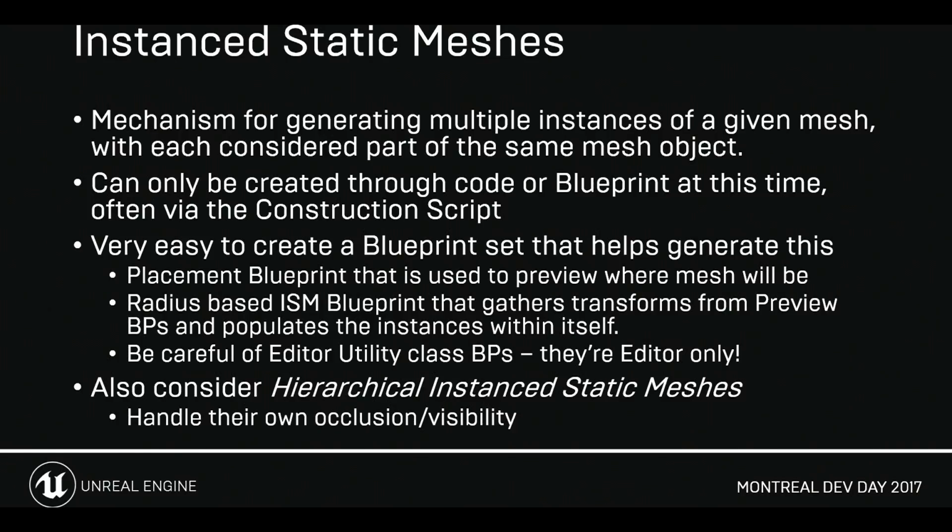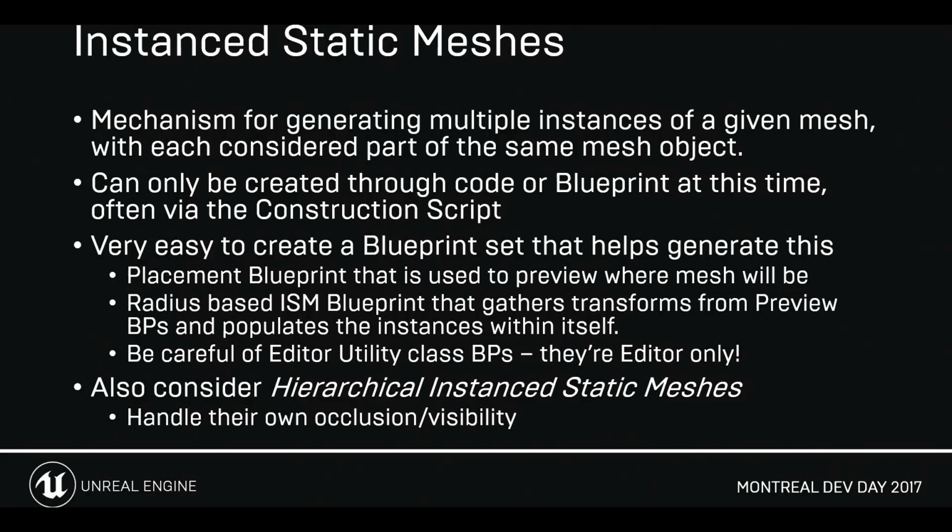Next, instanced static meshes. These are awesome. These are a mechanism for creating multiple copies of any given mesh, but have them all be part of the same mesh object. The only catch to them is that right now you can only create them in the editor by way of Blueprint or your own native code class that'll do it, like if you want to write an art tool. But it's pretty easy to make a blueprint that'll do this.